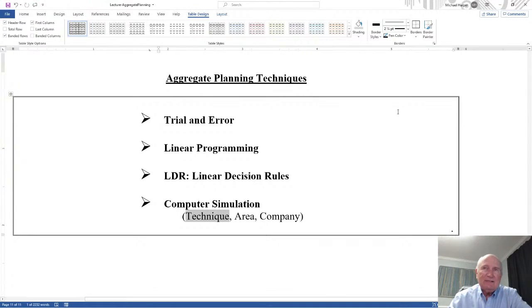The second thing is the area of application. In other words, you have to not only understand the technique, you have to understand aggregate planning. A good example of this, it says, okay, well, I don't understand simulation. Nobody does. We can't do that. That's too dangerous. Let's hire someone who knows computer simulation. So they go out and they do a search, and they bring in a bunch of people.